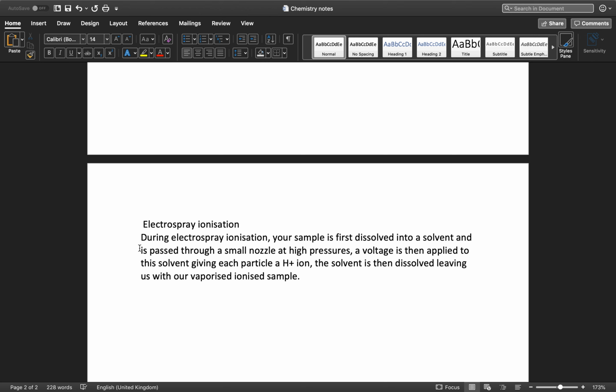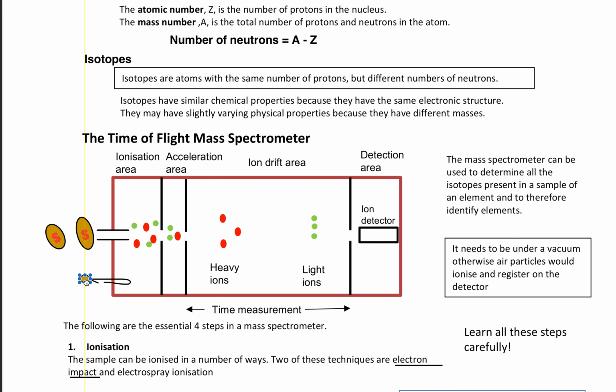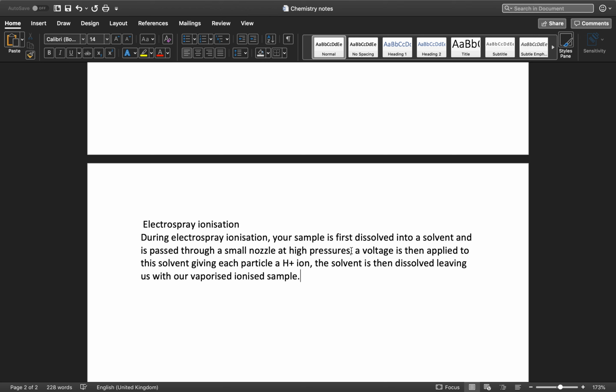I apologize. So during electrospray ionization, your sample is first dissolved into a solvent and is passed through a small nozzle at high pressures. A voltage is then applied to the solvent, giving each particle a hydrogen ion. The solvent is then dissolved, leaving us with our vaporized ionized sample.